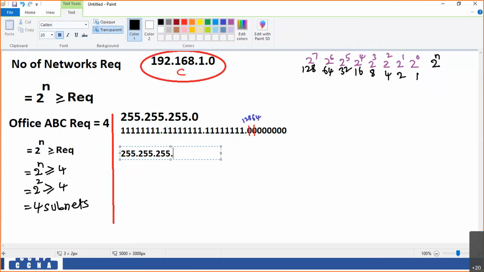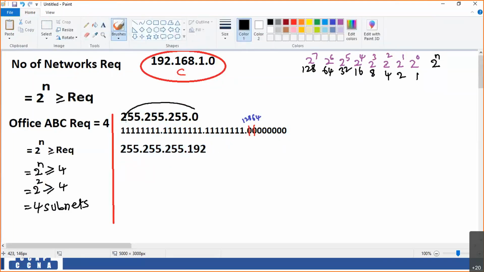255.255.255. 128 plus 64 is 192. So these subnet masks we call customized, based on our requirement. Before subnetting, what are the subnet masks we have? That subnet mask we call DSM, default subnet mask. After subnetting, we have the subnet mask, which we call CSM, customized subnet mask.